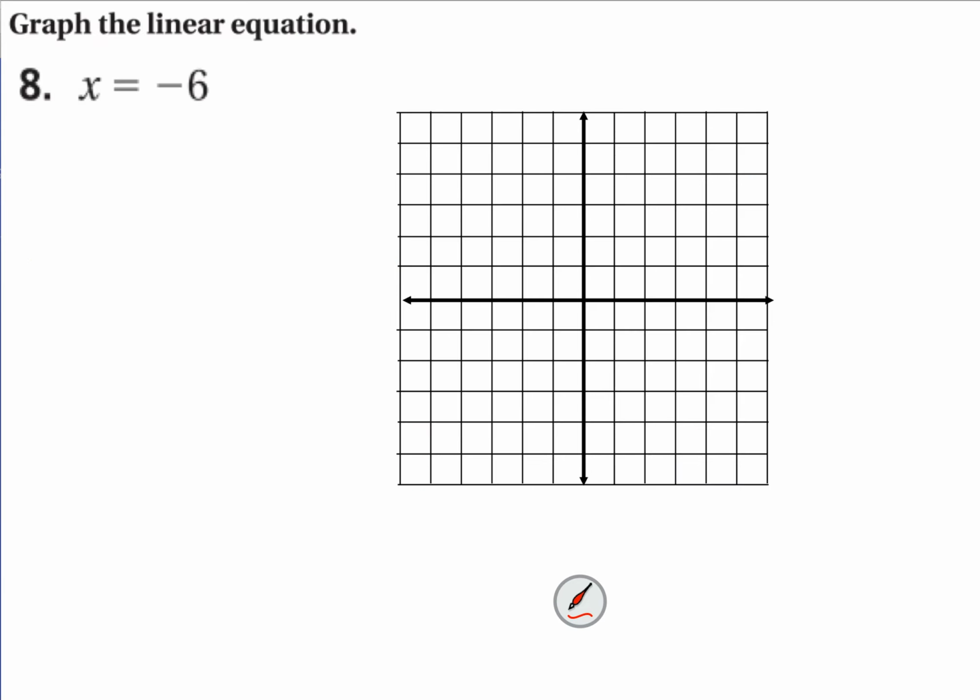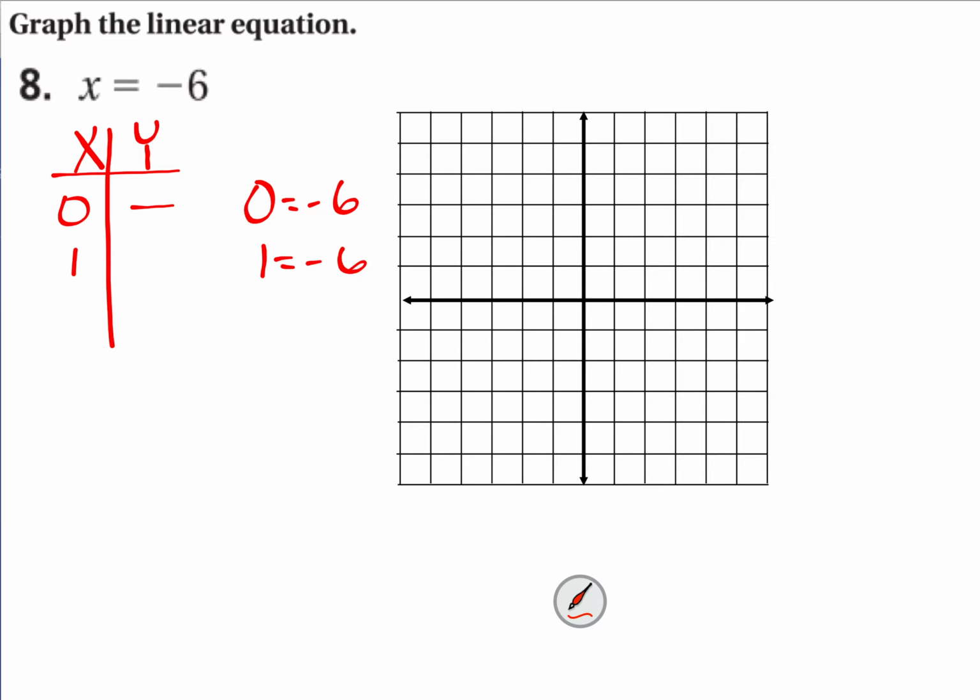Okay, let's do another one, following the same process. Step 1, make a table of values. Well, for x equals negative 6, let's first pick an x of 0. If I plug in 0 for x, I get 0 equals negative 6, which of course is false. There's no solution there. When x is 0, there's nothing y can be. And we can try this out with 1 as well, and it's not going to work.